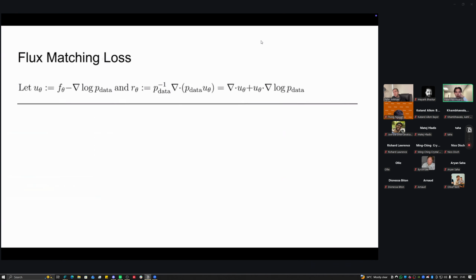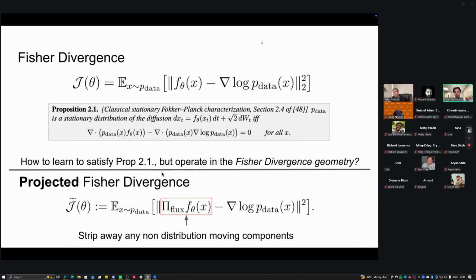Before we move on to the flux matching loss, which gives us a way to actually estimate this tractably, do we have any questions? Can you describe more what it means for F to not have components that move the distribution?